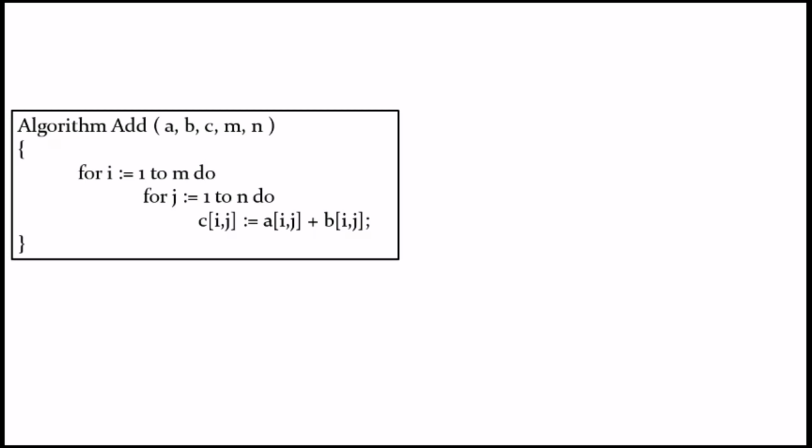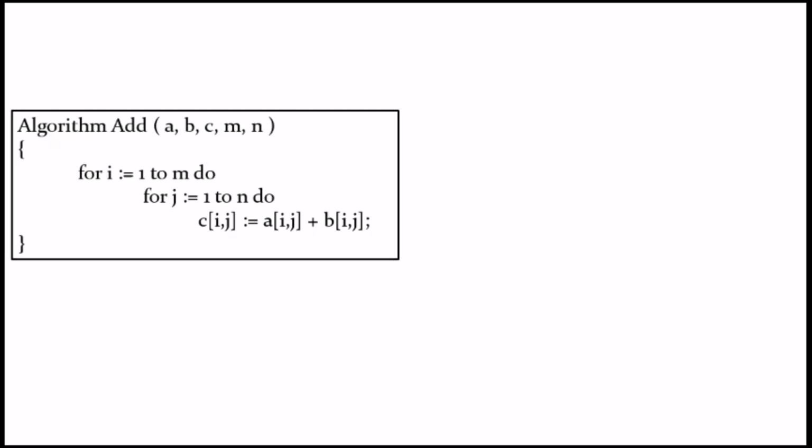So here we are taking five parameters, that is A, B, C, M and N. A, B and C are arrays. A is the first array, B is the second array, and the addition will be stored in the C array. M and N are used for the number of rows and the number of columns.